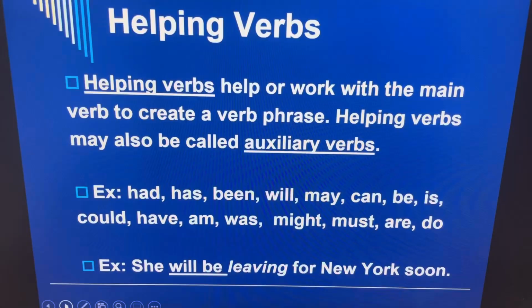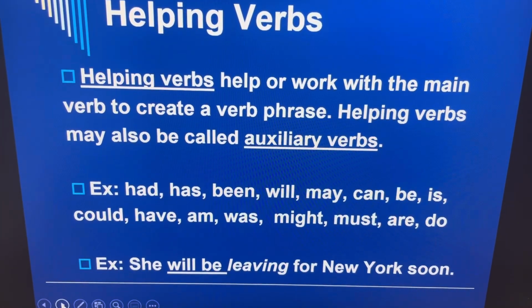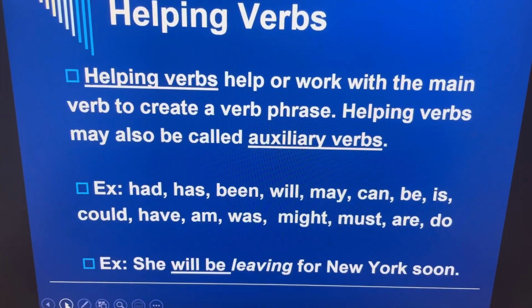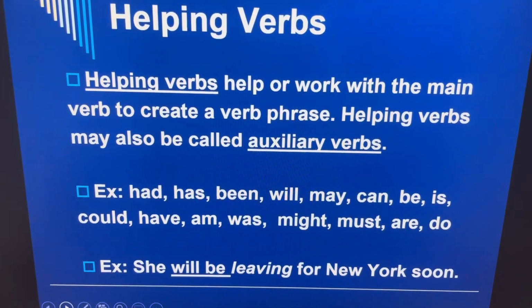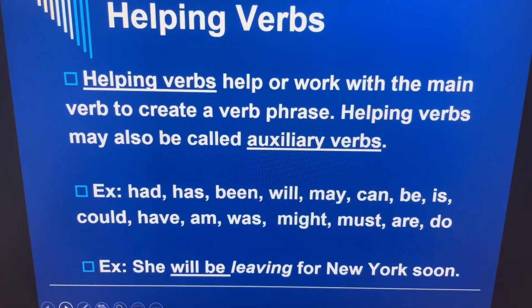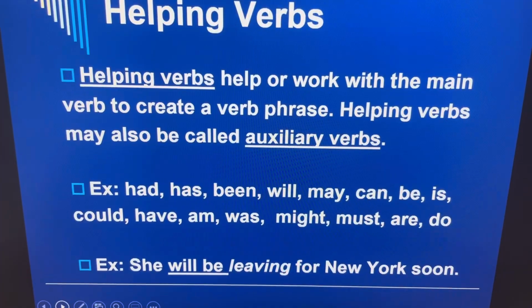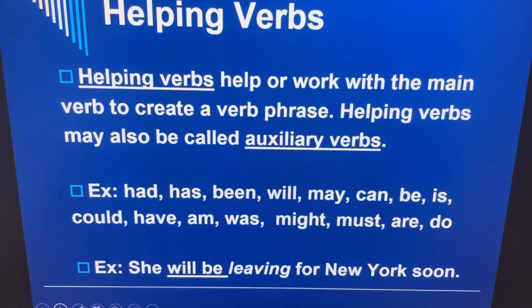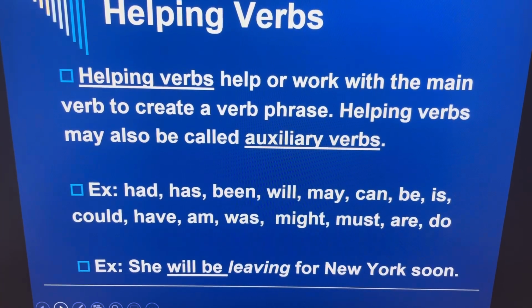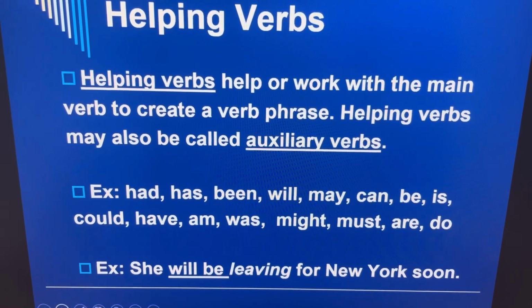Helping verbs क्या है? What do you mean by helping verbs? You did action verbs in your grade 1 and 2. Then in grade 3 you did linking verbs just now, and now helping verbs. हेल्पिंग वर्ब्स में टेंसेस आएंगे अगेन. हेल्पिंग वर्ब्स हेल्प और वर्क विद द मेन वर्ब टू क्रिएट अ वर्ब फ्रेज. हेल्पिंग वर्ब मे ऑल्सो बी कॉल्ड ऑक्सिलरी वर्ब्स.